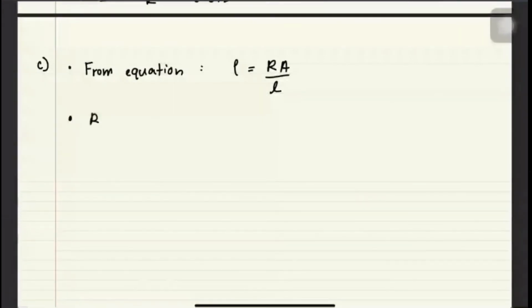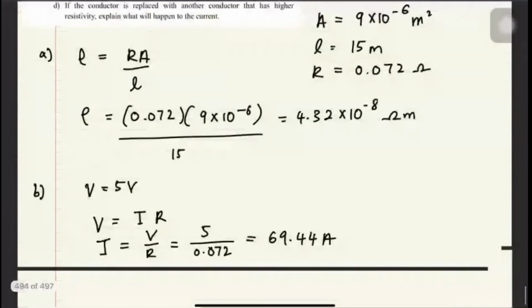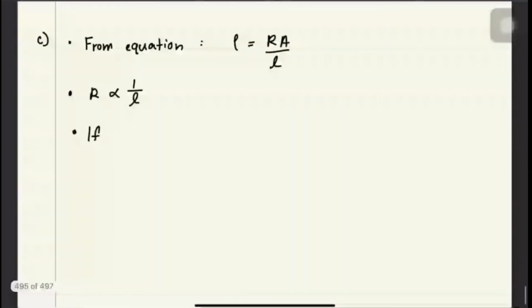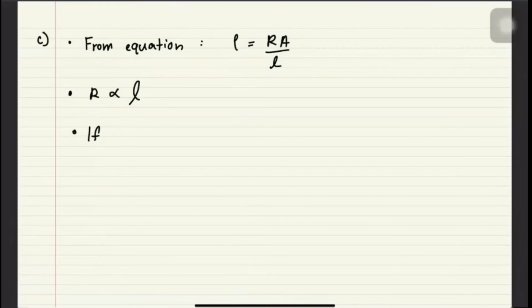Okay, if rho and A is a constant, then I can say that R is inversely proportional to the length. Therefore, if dia cakap apa, L increase ke decrease? L decrease. Okay, saya salah tulis, bukan 1 over L, L, because if you rearrange this one, you can bring the L over there, so R is directly proportional to L. So if L is decreased, R is decreased. We decrease ke increase ni? Decrease.